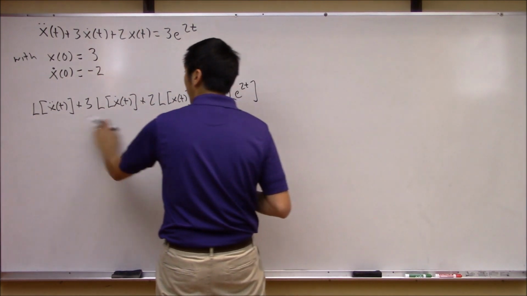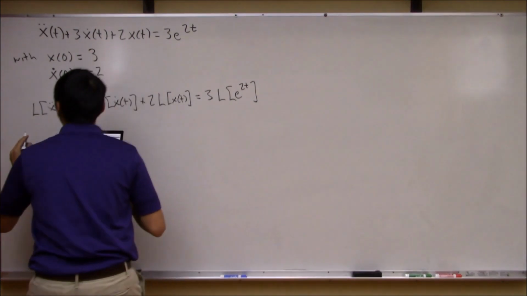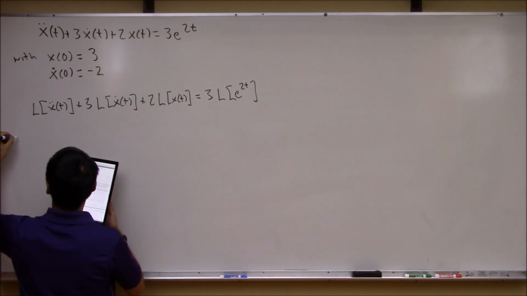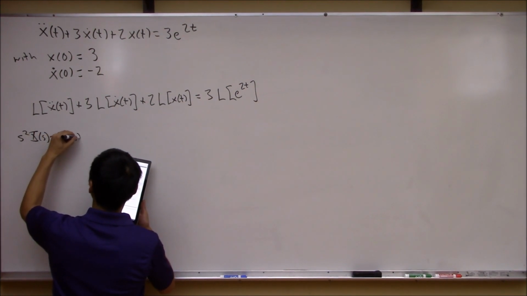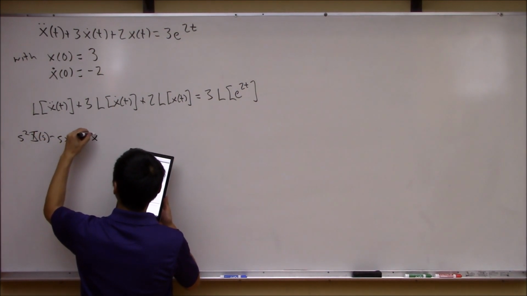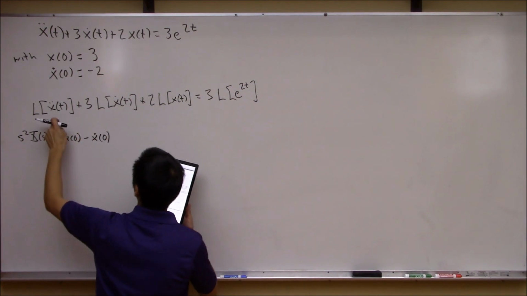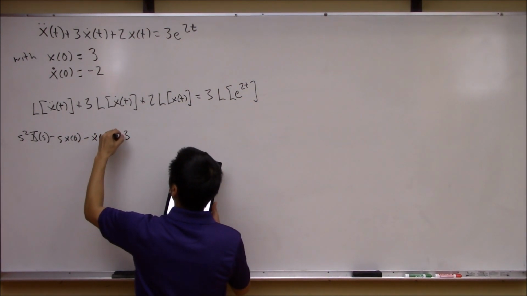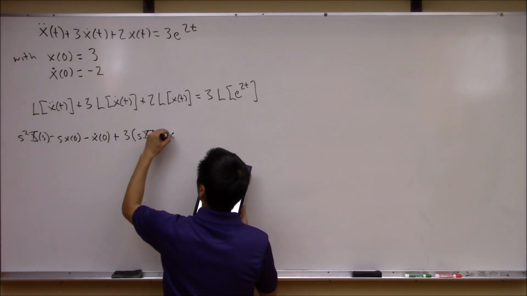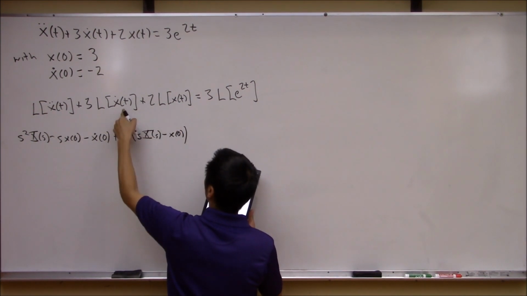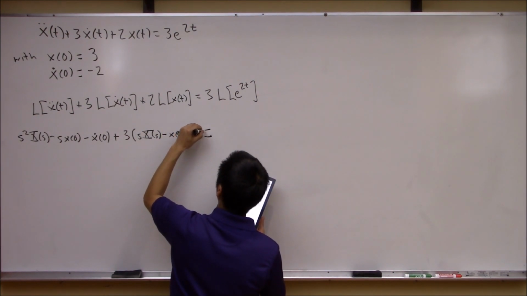Okay, now the left side all makes perfectly good sense, and I think we can do this no problem. That should be s squared X of s, minus s times the initial condition in position, minus the initial condition in velocity. So that's this first term, plus 3 times sX of s, minus the initial condition in position only, because this is a single derivative, plus 2 times X of s.